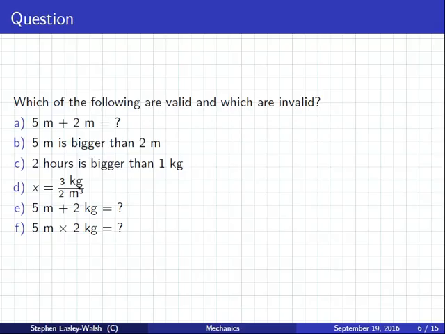Okay, you got them? Yeah. Right, so A we said is valid. What about B? Valid. And C? Not valid. D? Valid. E? Not valid. And F? Valid. The last one we can do, yeah.